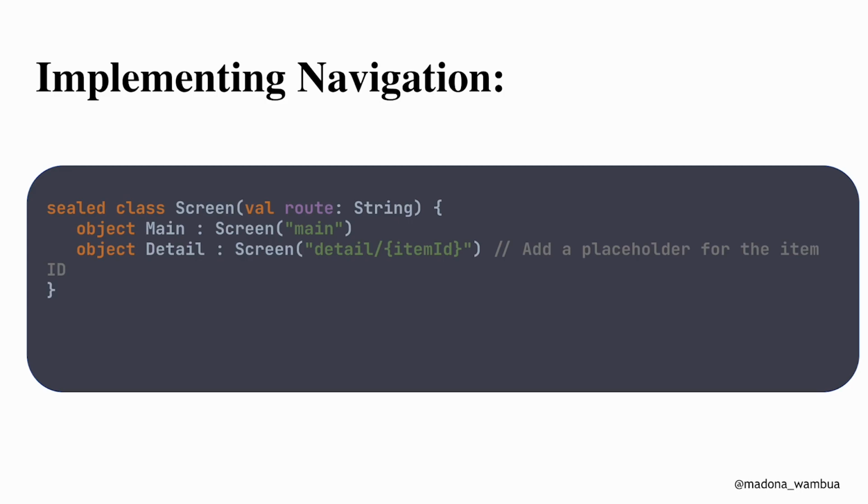And then, as you can see there, we have the object Main, Screen Main, and inside the Screen sealed class, there's an object declaration named Main. An object in Kotlin is a singleton instance of a class. So we're also just defining what those are. And then there, as you can see, after the detail, I'm able to navigate with my item IDs.